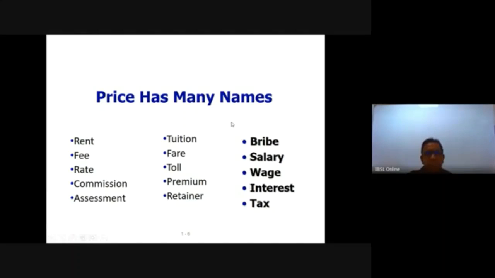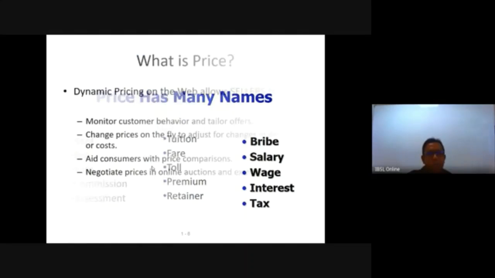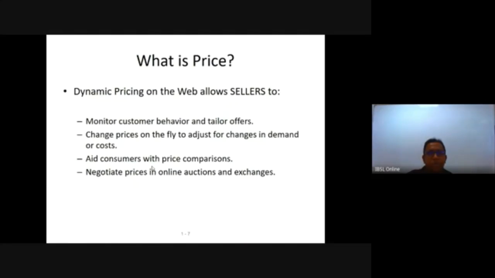But these are the price. Price comes in many forms, maybe as rent, fee or rate, commission, and so on. So monitor customer behavior and tailor prices, called dynamic pricing. Change prices on the fly to adjust to changes in demand or cost. Aid consumers with price comparisons. Negotiate prices online, auctions, and exchanges.